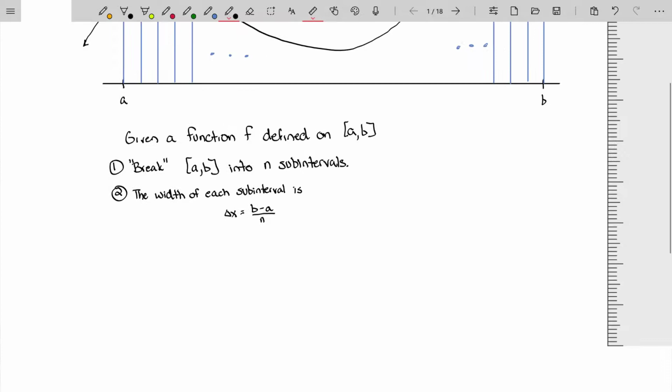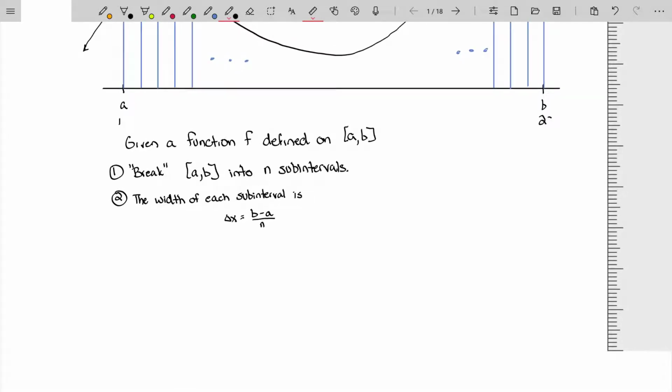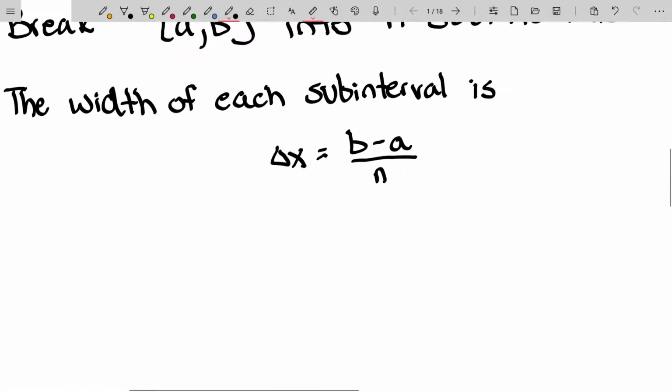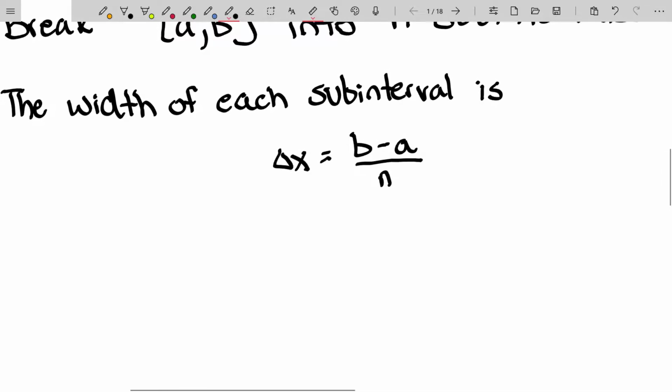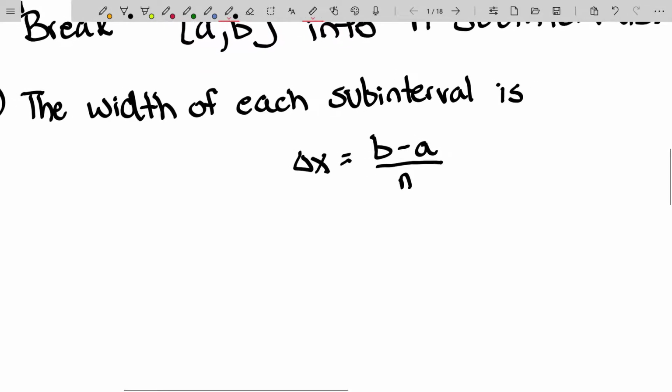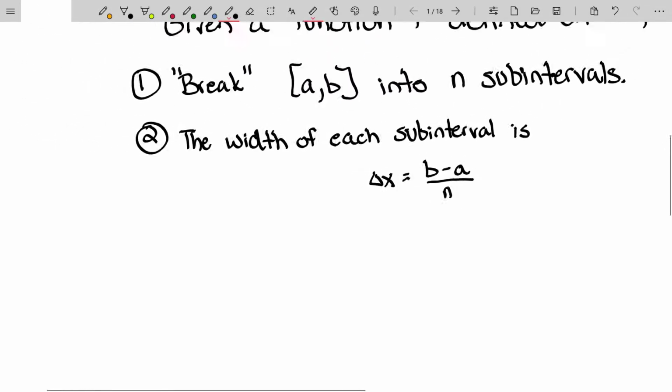So if our interval started, let's just pretend, at 1 and ended at 20, and we did 19 slices, well, 20 minus 1 is 19. Divide that by 19, and each slice has a width of 1. Okay, so that makes sense, right? So that's why each subinterval has this width to it, delta x equals b minus a over n. That is very important to memorize, very, very critical.